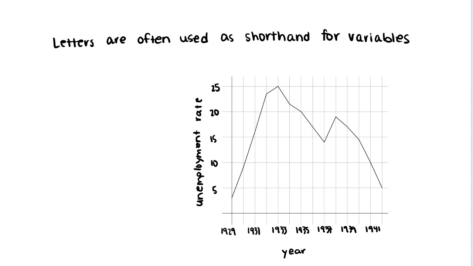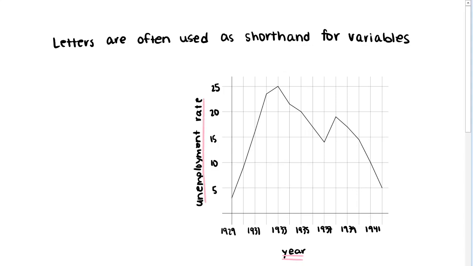So let's do another example of using graphs and interpreting graphs. And before we really dig into this example, I'd just like to add in one little statement, is that sometimes we'll use letters as a shorthand for variables, just to be a little bit more concise and declutter things. So here, I have a graph that describes, one variable is the year, ranging from 1929 to 1941. And then another variable is the unemployment rate.